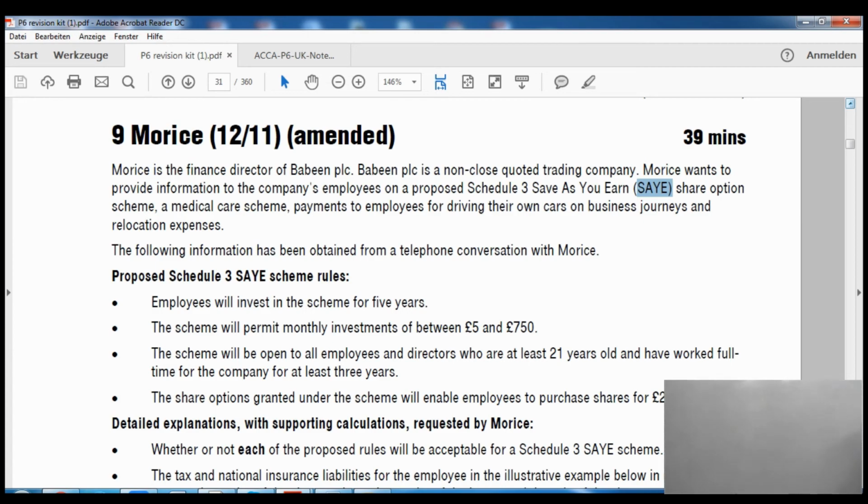Then there is the next one. It says the employees who have worked at least 3 years. So you will have to read that as well from the notes, whether there was any minimum requirement, a minimum service period or something like that. So you will have to state that as well in your answers. Then it says that share options granted under the scheme will enable employees to purchase shares for £2.48 each. So was there any information about the price which is being offered? For that as well, you will have to read the notes. I won't tell you anything now because you have to do this question.